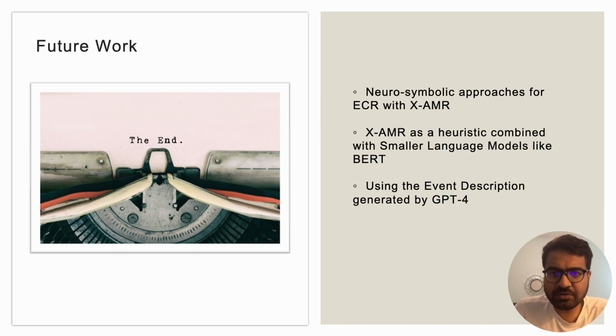The future work mostly revolves around combining the symbolic representations of X-AMR with state-of-the-art BERT-based event coreference methods to filter or to sample mention pairs efficiently. Representation learning and distillation of the event descriptions generated by GPT-4 with smaller in-house LLMs like Llama is another promising avenue for future work.